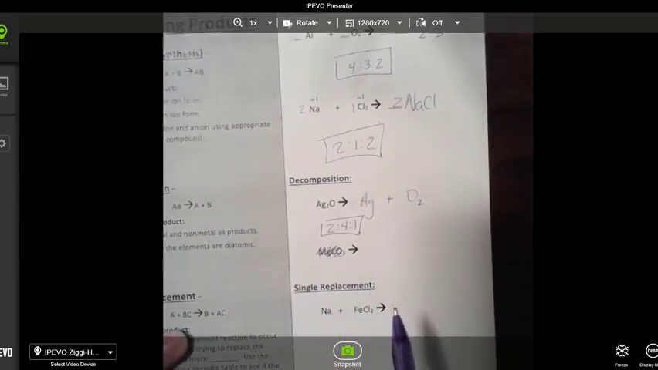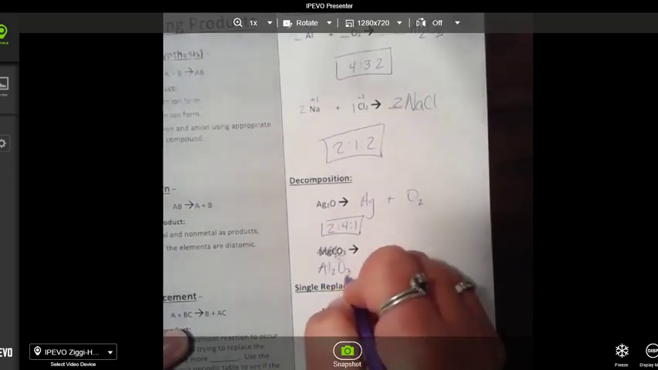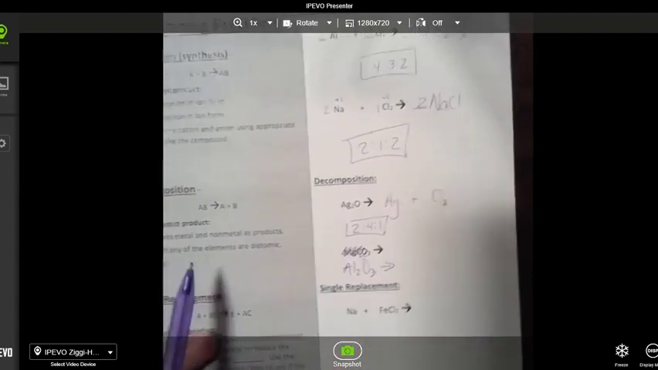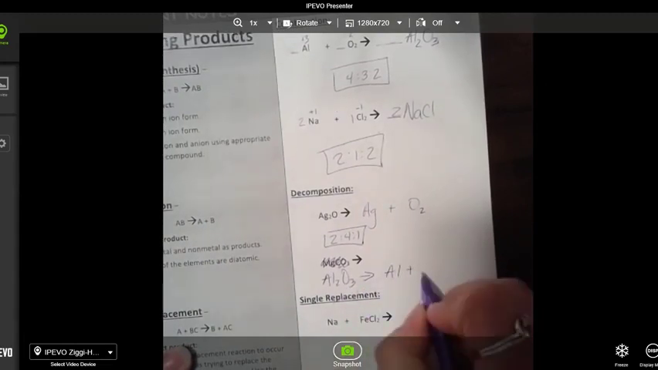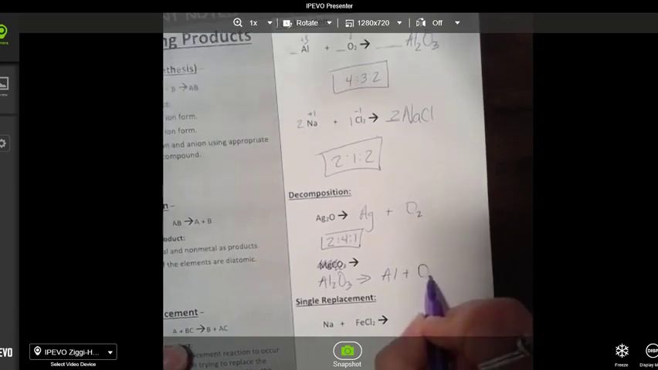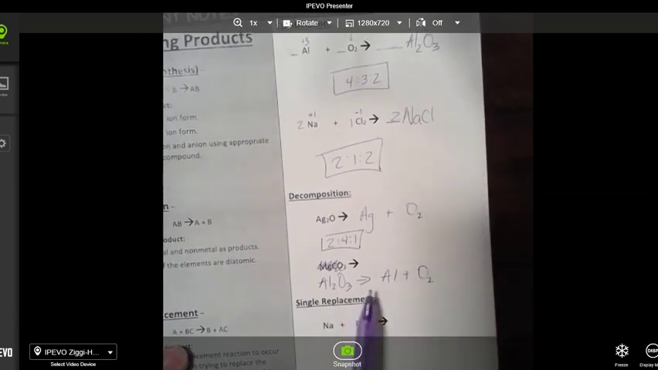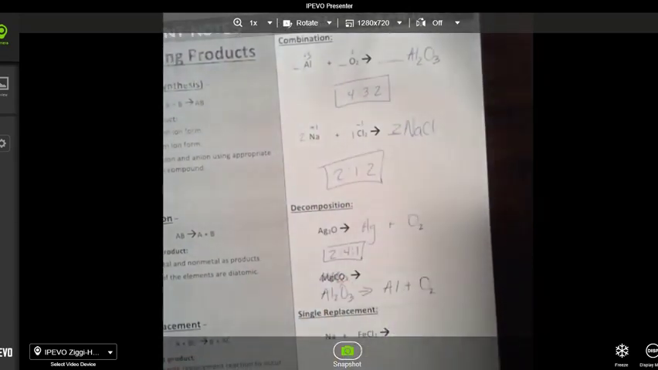So we'll just get rid of that one. But let's do an example that we already did. Let's say that we have Al2O3. Well, what I need to do, according to the directions over here, is write the metal and nonmetal as products. So my metal is aluminum. My nonmetal is oxygen. Well, I know oxygen can never be by itself, so what I have to do is add a 2. There you go. So notice that this reaction and this reaction are opposites of each other.